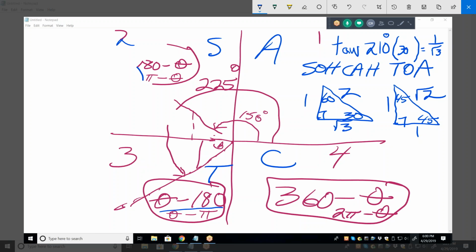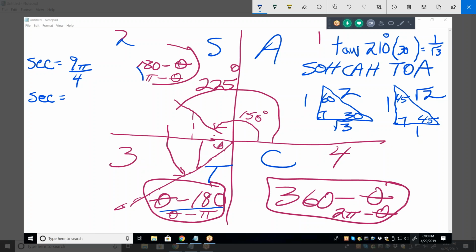Go ahead. Give me another one. This one is secant of 9 pi over 4. Inside or outside the unit circle? The unit circle is 2 pi. Is that number bigger than 2 pi or less than 2 pi? It is bigger than 2 pi. Okay, so it's outside the unit circle.